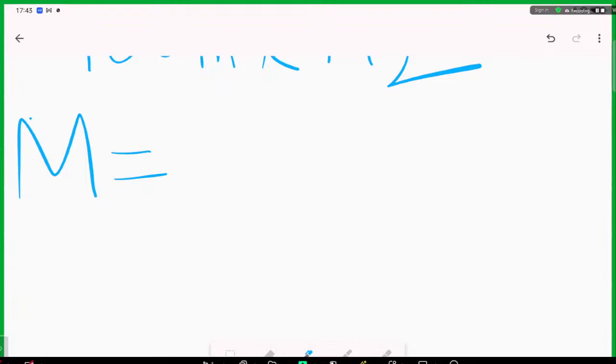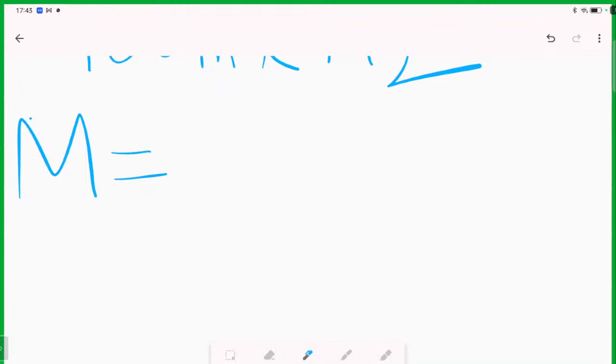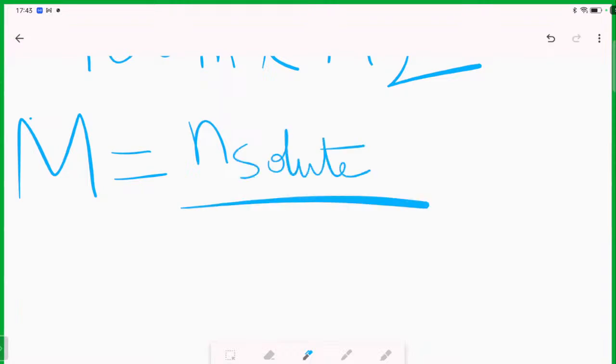And this is molarity, and when we talk about molality, that is weight of solution in kg. So here the unit is important. Molarity is equal to number of moles of solute, let's represent it by n of solute, by volume of solution in liter.